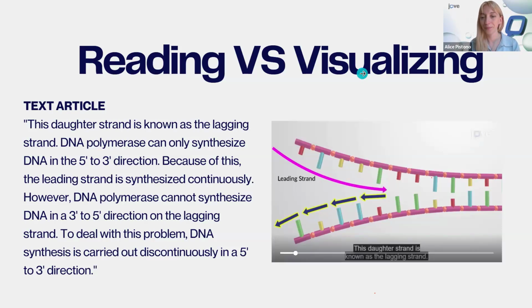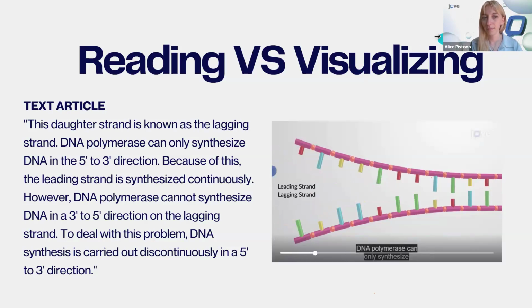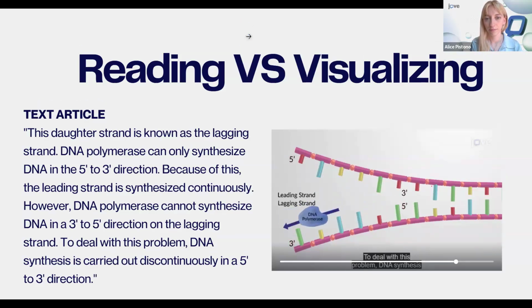This daughter strand is known as the lagging strand. DNA polymerase can only synthesize DNA in the 5' to 3' direction. Because of this, the leading strand is synthesized continuously. However, DNA polymerase cannot synthesize DNA in a 3' to 5' direction on the lagging strand. To deal with this problem, DNA synthesis is carried out discontinuously in a 5' to 3' direction.